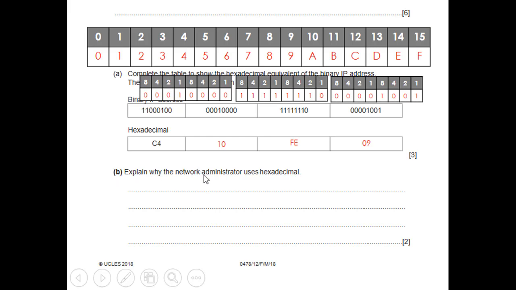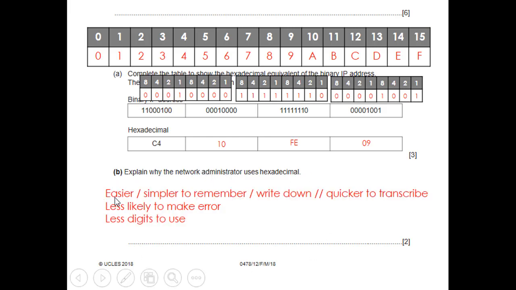Again, explaining why we'd use hexadecimal, it's a lot easier and simpler to remember and write down than binary. You're less likely to make an error than writing these binary numbers, and there's less digits to use, which makes it quicker to write down as well.